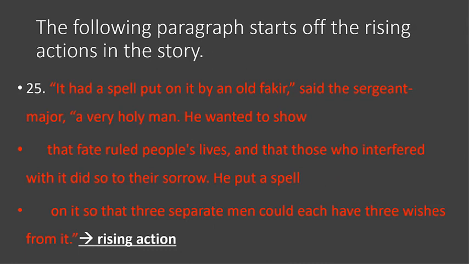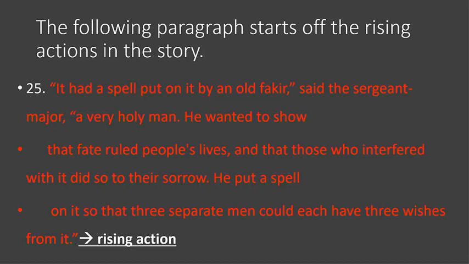The following paragraph starts off the rising actions in the story. As the surgeon finds himself obliged to speak up about the monkey's paw, he begins, "Well, it had a spell put on it by an old fakir, a very holy man. He wanted to show that fate ruled people's lives and that those who interfered with it did so to their sorrow. He put a spell on it so that three separate men could each have three wishes from it."